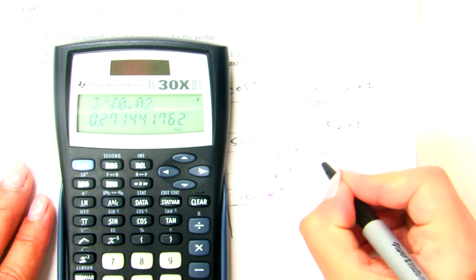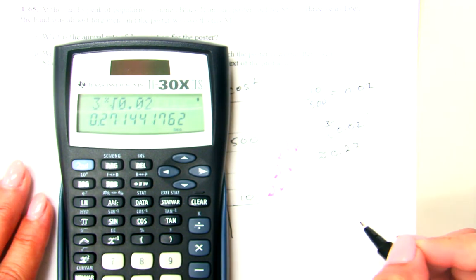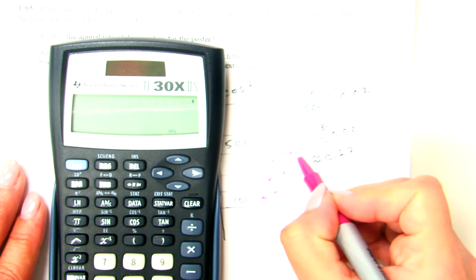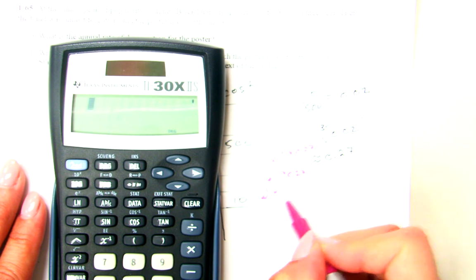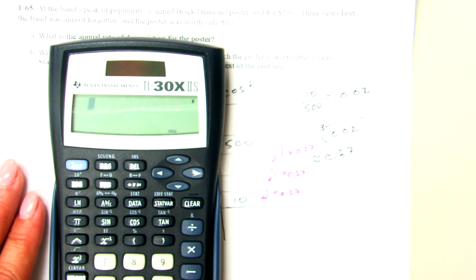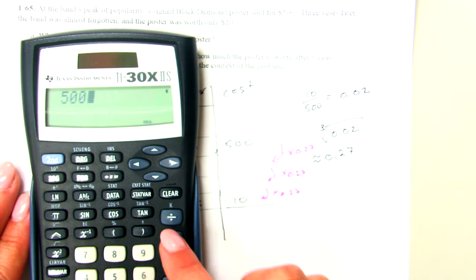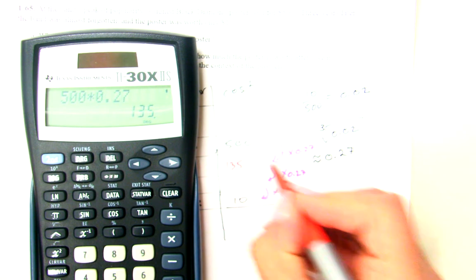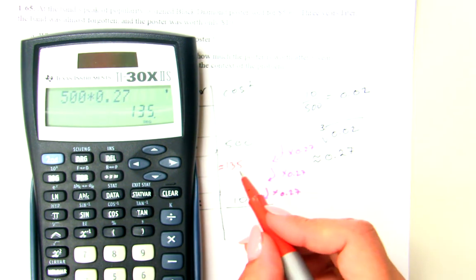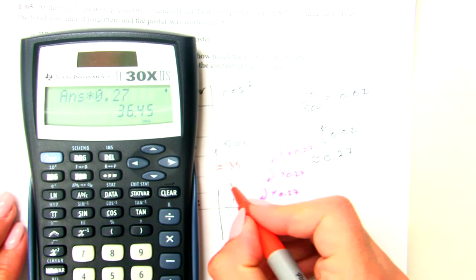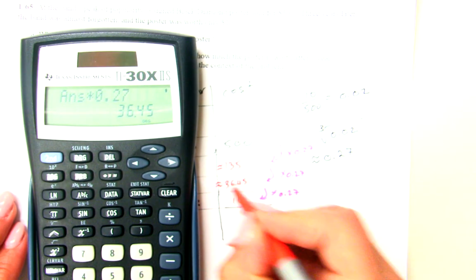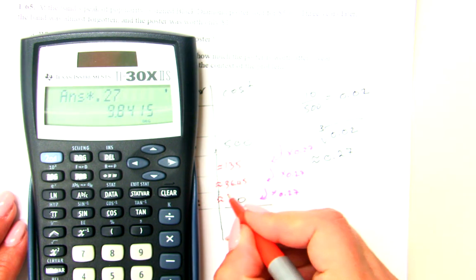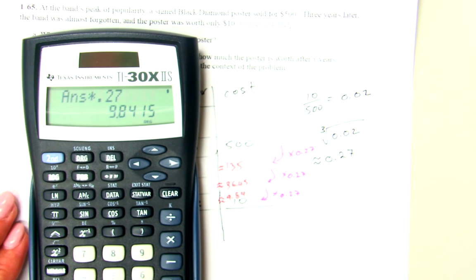So let's just say, for the sake of argument, that our answer is 0.27. We're going to check how accurate that was by multiplying. Let's see what happens when we multiply by 0.27 and see how closely we get. 500 times 0.27 is 135. 135 times 0.27 is around 36.45. And then 1 times 0.27 is around 9.84. So we're off a little bit, which is okay, it's normal.